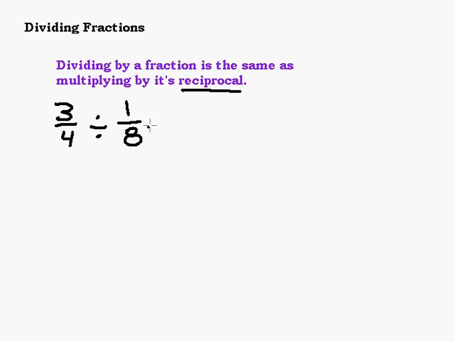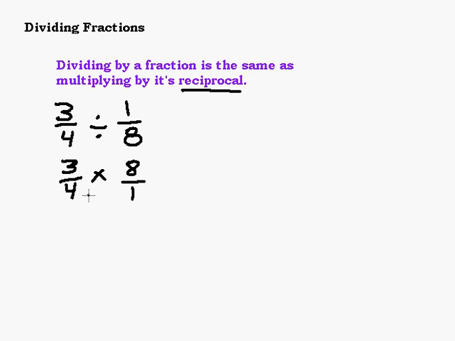It's only the 1/8 we're going to take the reciprocal of, not the 3/4. The 3/4 is going to stay the same. Then we change this to a multiply, and take the reciprocal of 1/8, which is 8/1. That's the key right there: change the divide to a times, and take the reciprocal of the fraction you're dividing by, which is the one right after the divide sign. Now we just have a multiplication problem, which we already know how to do.